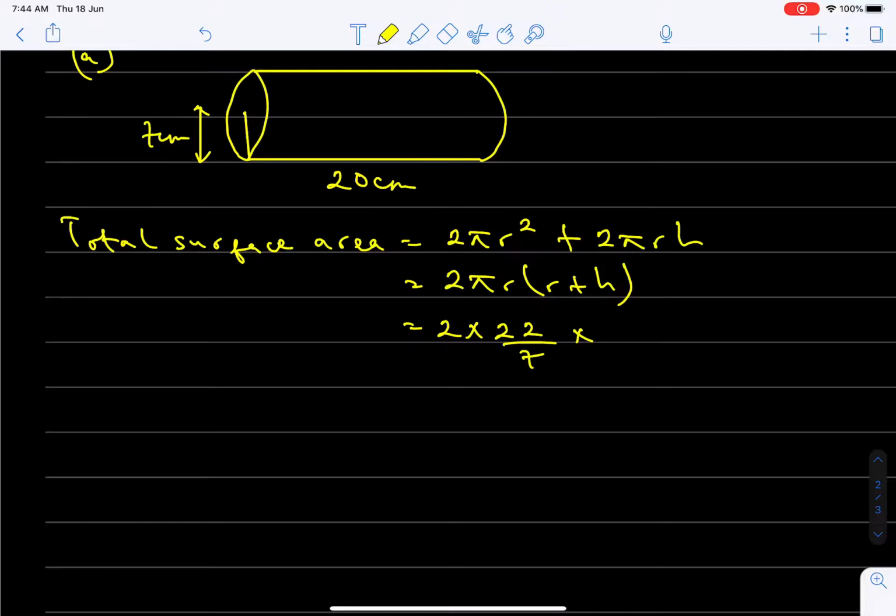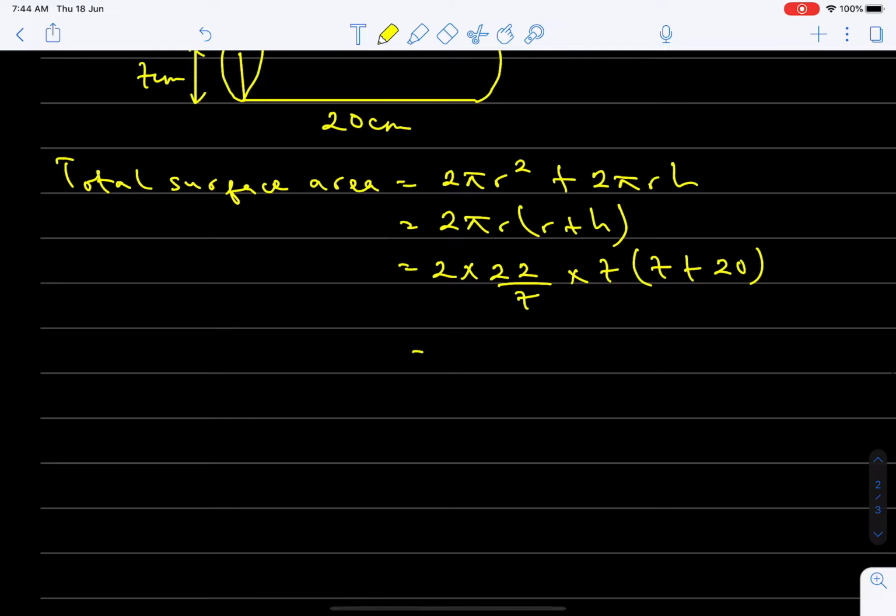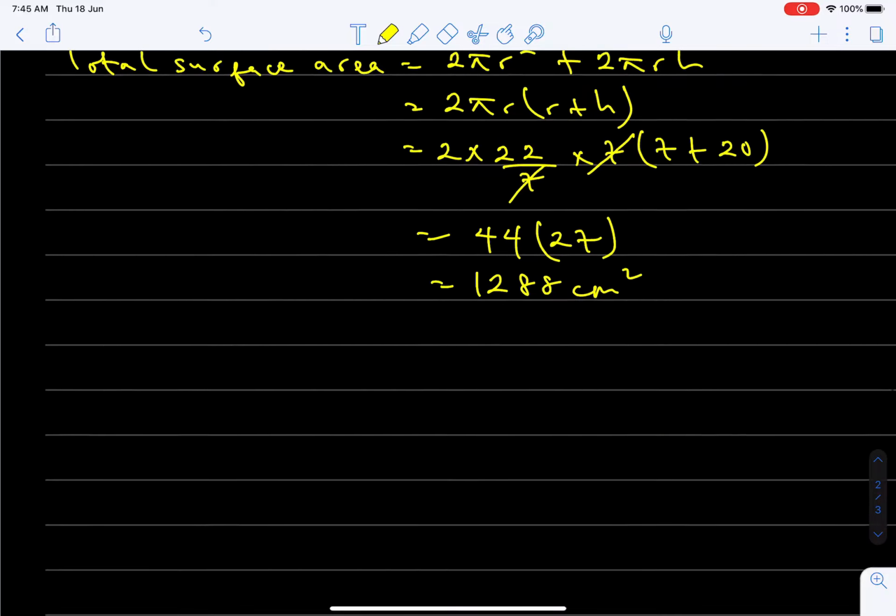Times the radius here, which is 7, plus the length, which is the same as the height, 7 plus 20. And that means 7 here 1, 7 here 1, and then you have 2 times 22 is 44 times 7 plus 20 is 27, and that's equal to 1,288 centimeters squared. That's the total surface area of that cylinder.